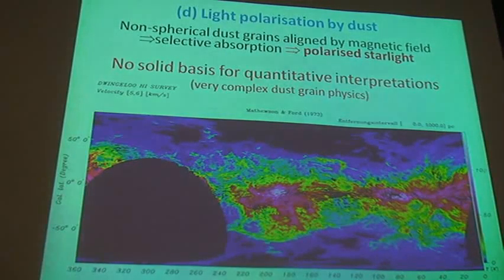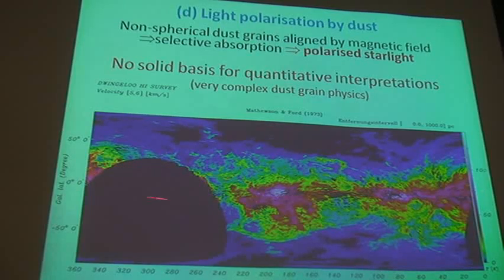Light polarization by dust. Just five minutes will be enough for that. So, as I already said, non-spherical dust grains, aligned by magnetic field, absorb the light whose E vector is parallel to the larger dimension of the grain. Then this means that they polarize starlight. And this map shows the polarization of stars at different positions in the Milky Way.